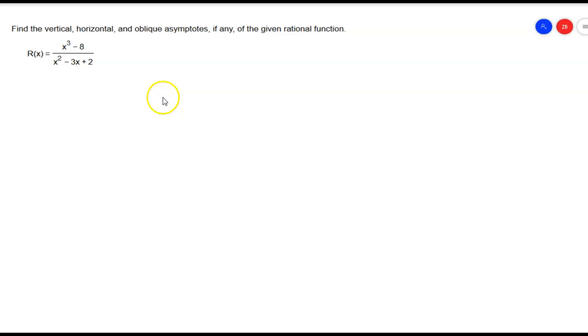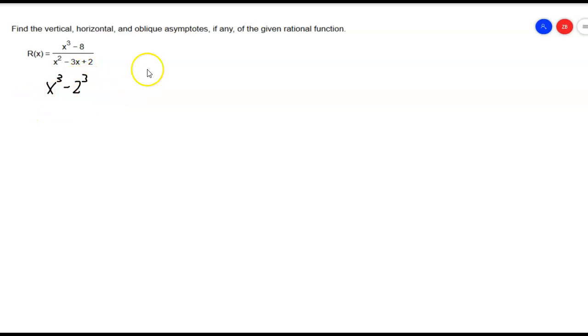So those are the three types of asymptotes, and we have some tools in order to find the vertical, the horizontal, and the oblique. The first thing that I want to do with any problem is factor it if I can. So this top part is x cubed minus 8, and that can be written as a difference of cubes. So that can be written as x cubed minus 2 cubed.